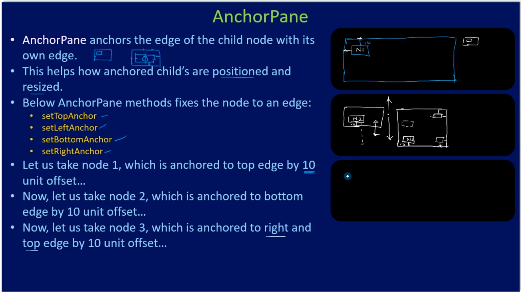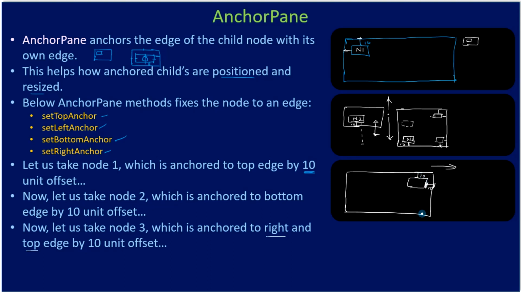Let's go with this. So we are anchoring this 10 unit on the top side, then 10 unit on the right side. So now if you resize the form in this direction, the control will move along with the form. Why? Because it needs to keep the distance of 10 unit on the right side. Similarly, if you resize the height, the control will not move because it needs to stick to the top edge.